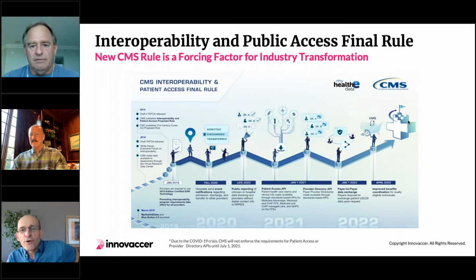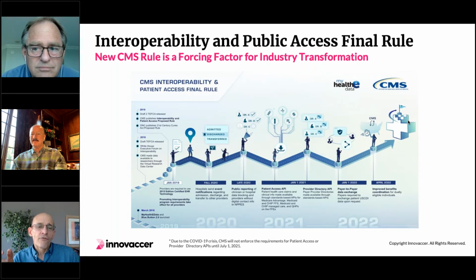And Phil, I'd love for you to comment on this. Given this rule, and some people in the audience have brought up that I mentioned that the former, and there are still a few, health information exchanges have not really been successful. And yet now we have this open API and this CMS mandate. Why is it that the HIEs in the past have not been so successful?